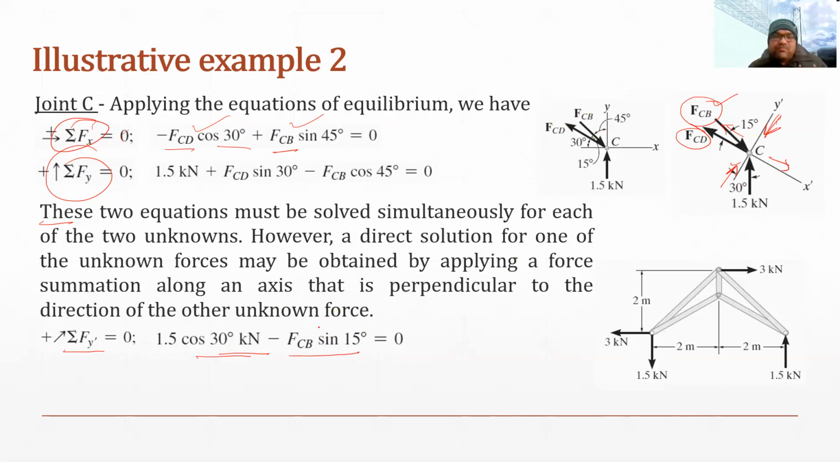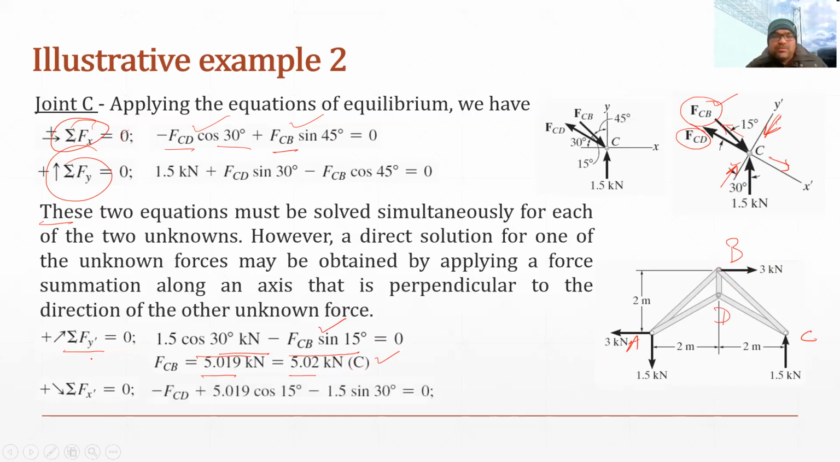So now with this, we can find out the value of FCB, which is 5.019. And you can see the value is positive, which means the member BC, this is A, B, C, D, the force in the member that we have assumed as compression is actually in compression because the value is positive. Similarly, we will take another summation along the x-axis and solve the equation.